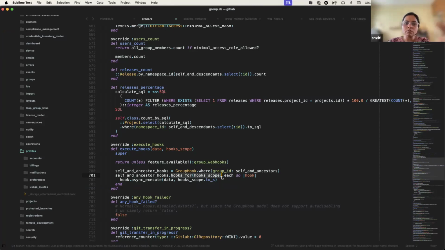The access token might belong to one group, but if the ancestors have actually registered to that event, then all the ancestors will get the webhook. Even the ancestor can filter based on the data that you have.